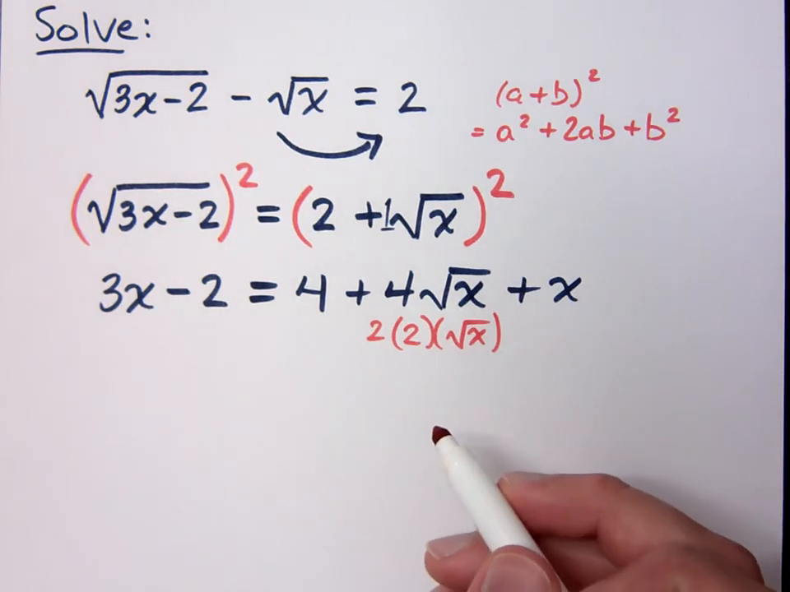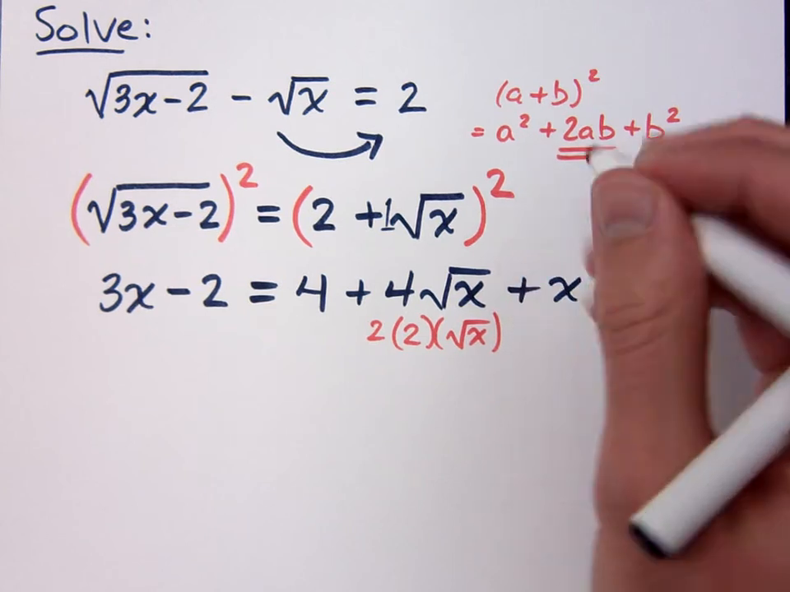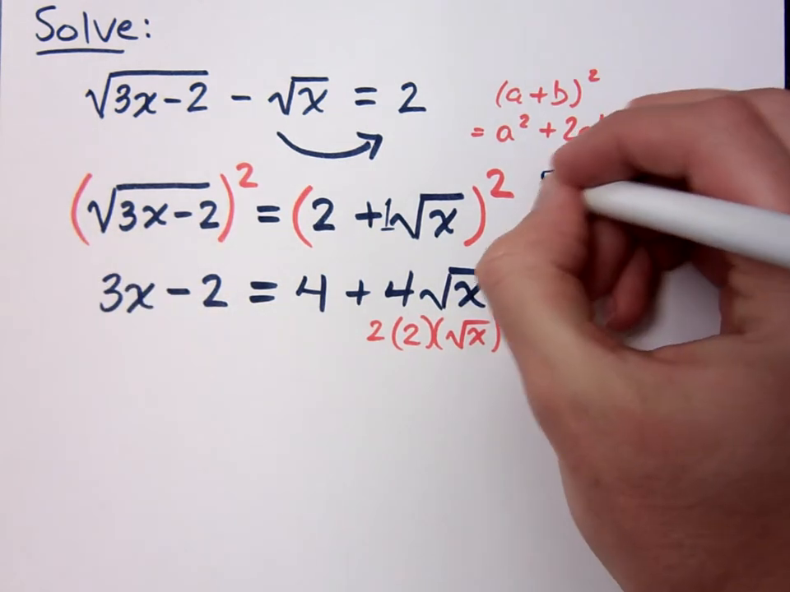Where'd you get that 2 from? This 2 comes from the formula that you were supposed to have learned way back in section 5.4.